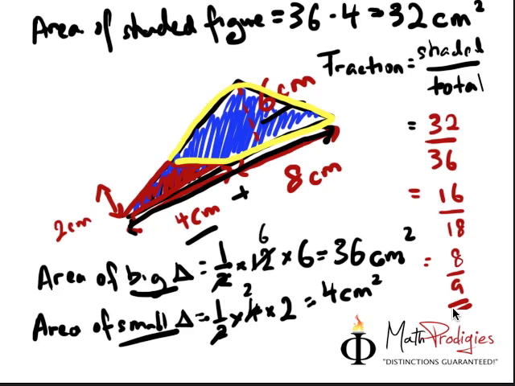Alright? Pretty simple. For this kind of question, just make sure that you take the biggest triangle minus the smaller triangle, and then you get the fraction. And remember, fraction is all about shaded over total. Okay, that's pretty simple, isn't it?